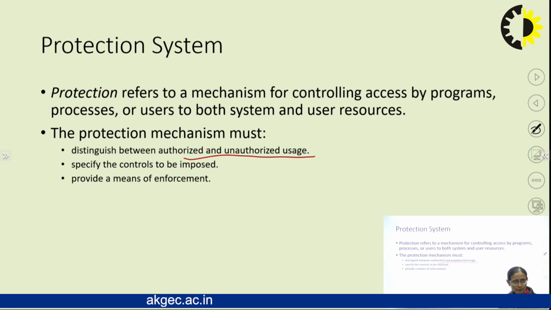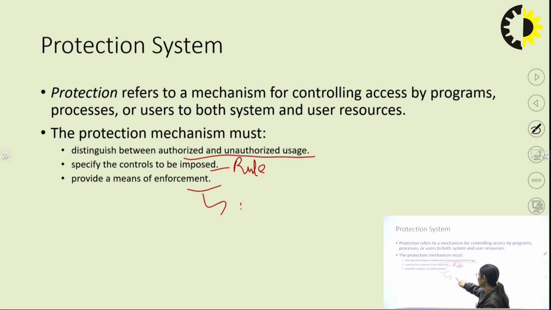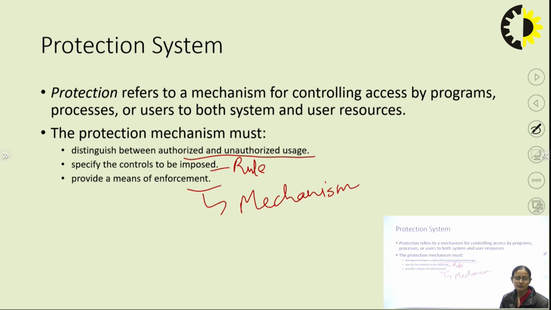Specify the controls to be imposed, and provide a means of enforcement. Here we define the rule, and here we define the mechanism, that is, how we can implement the rule, and what kind of data structures we can use to implement these rules.